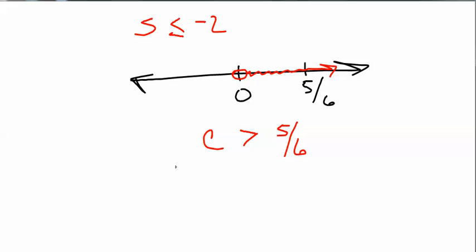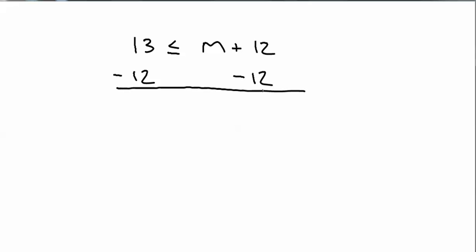Alright, we're going right into solving them, guys. We're not going to spend a whole day on graphing them. Okay, solving using addition and subtraction. Alright, if you got to solve something like 13 is less than or equal to m plus 12, you treat it just like an equal sign. Okay? You treat it like an equal sign. You subtract 12 from each side. 13 minus 12 is 1. You keep everything the same. Keep the symbol the same. Less than or equal to m. That's it.